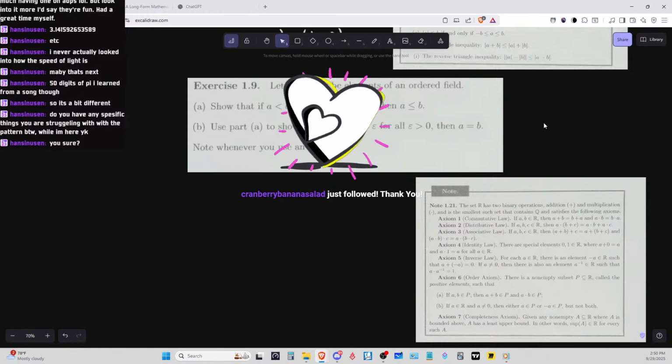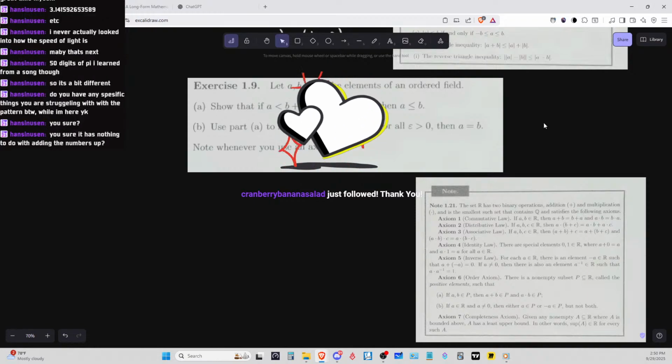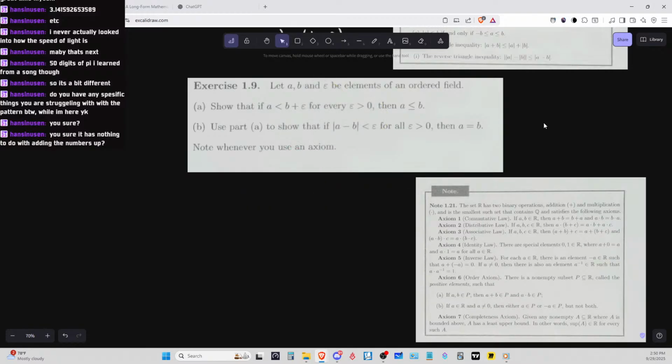greater than 0. Oh, thank you for the follow, Cranberry Banana Salad. Nice name. Do they go well together? I'm pretty sure they do. Because now that I'm thinking about it, it's like cranberries and bananas. Now I'm thinking of a yogurt for some reason. Maybe that's the only way they'll be a salad.